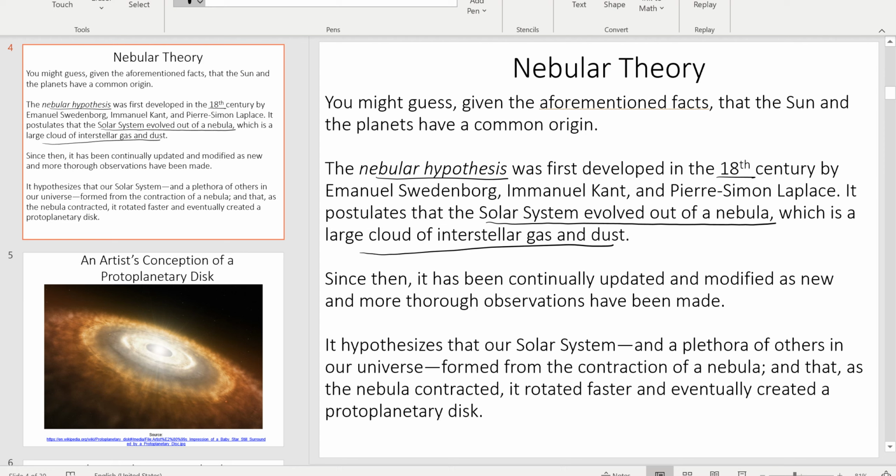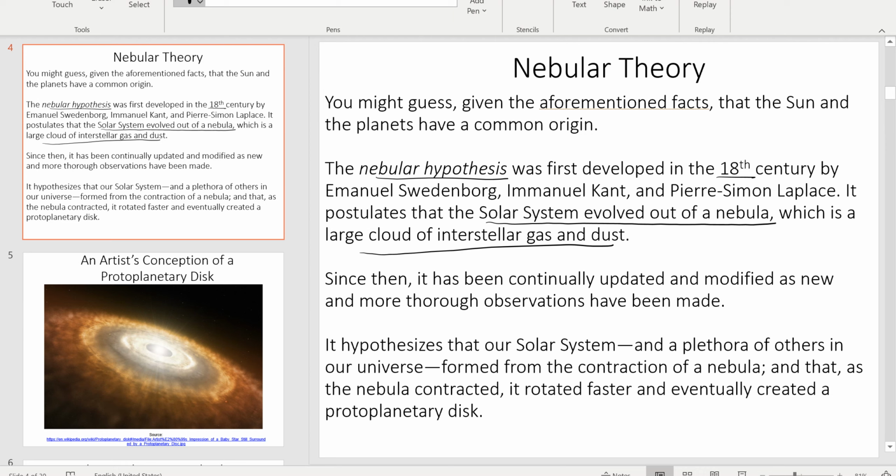The idea is that this nebula, which before the formation of the solar system was much larger than the solar system, eventually contracted under its own gravity, and as it contracted, it began to spin faster and faster, creating the movement of the planets around the sun, the orbits of the planets, and as it contracted, it formed a disk, which is our solar system.